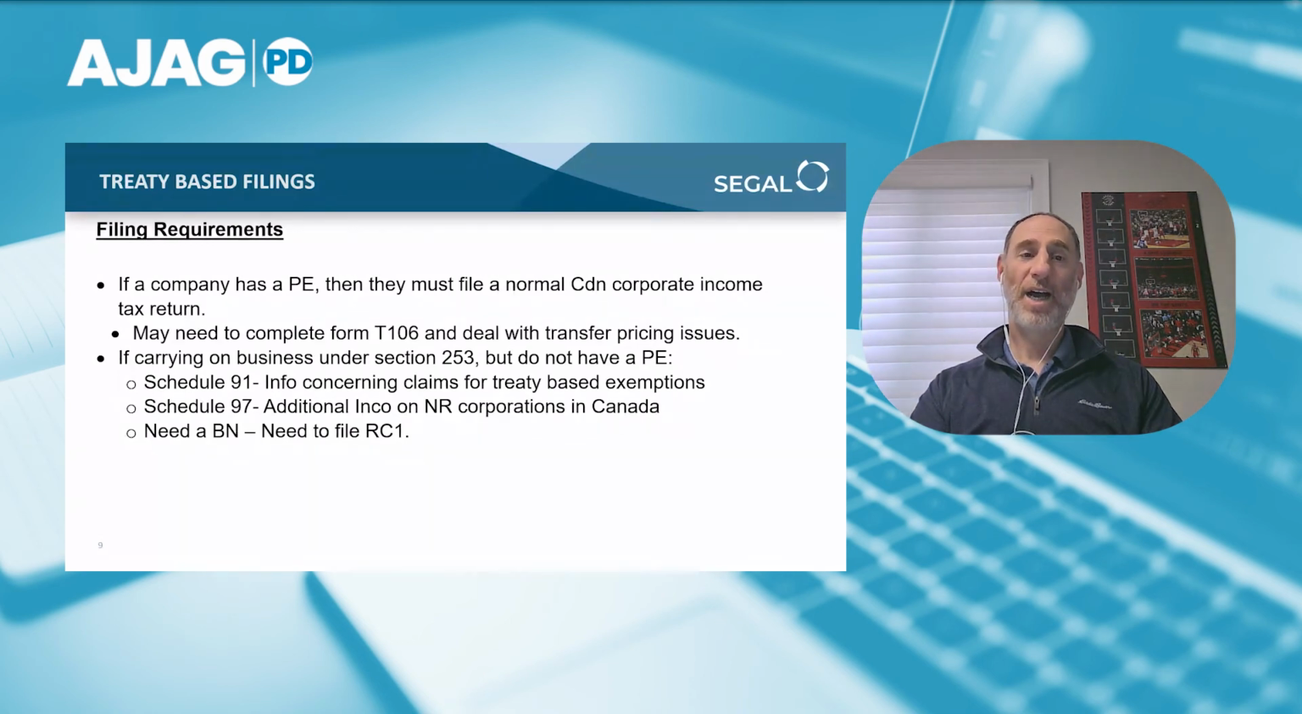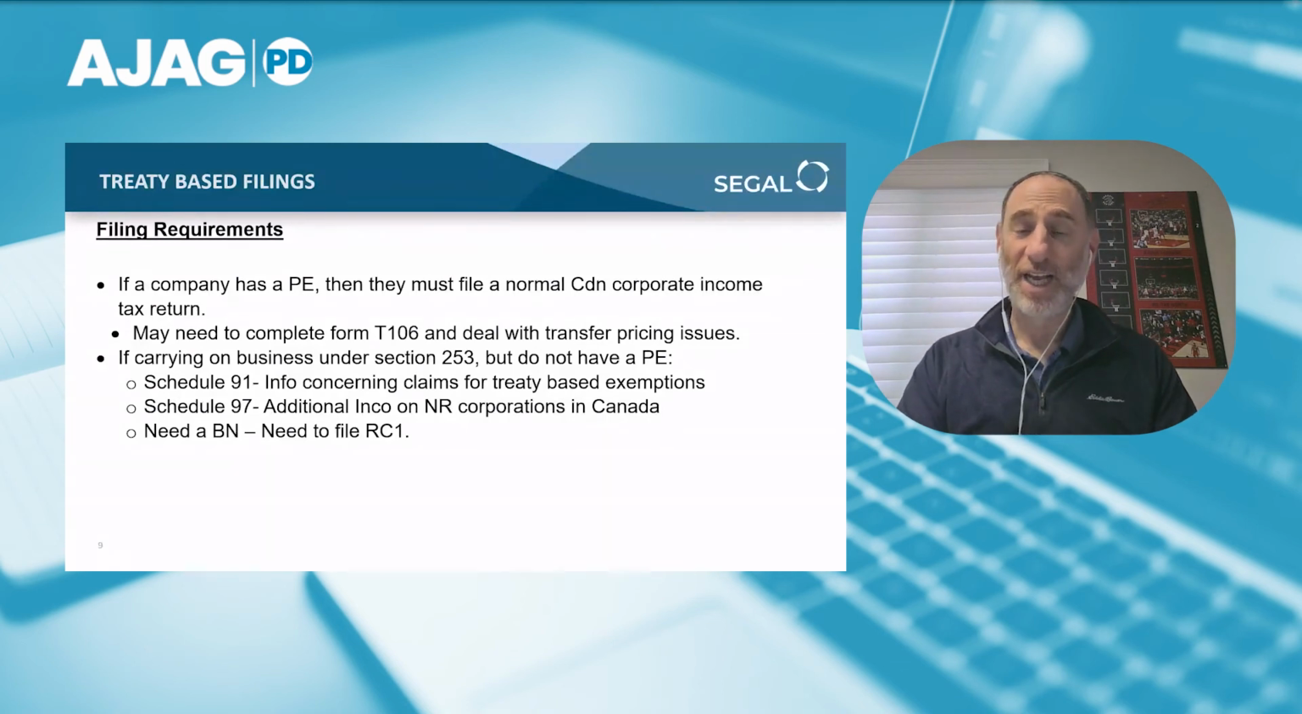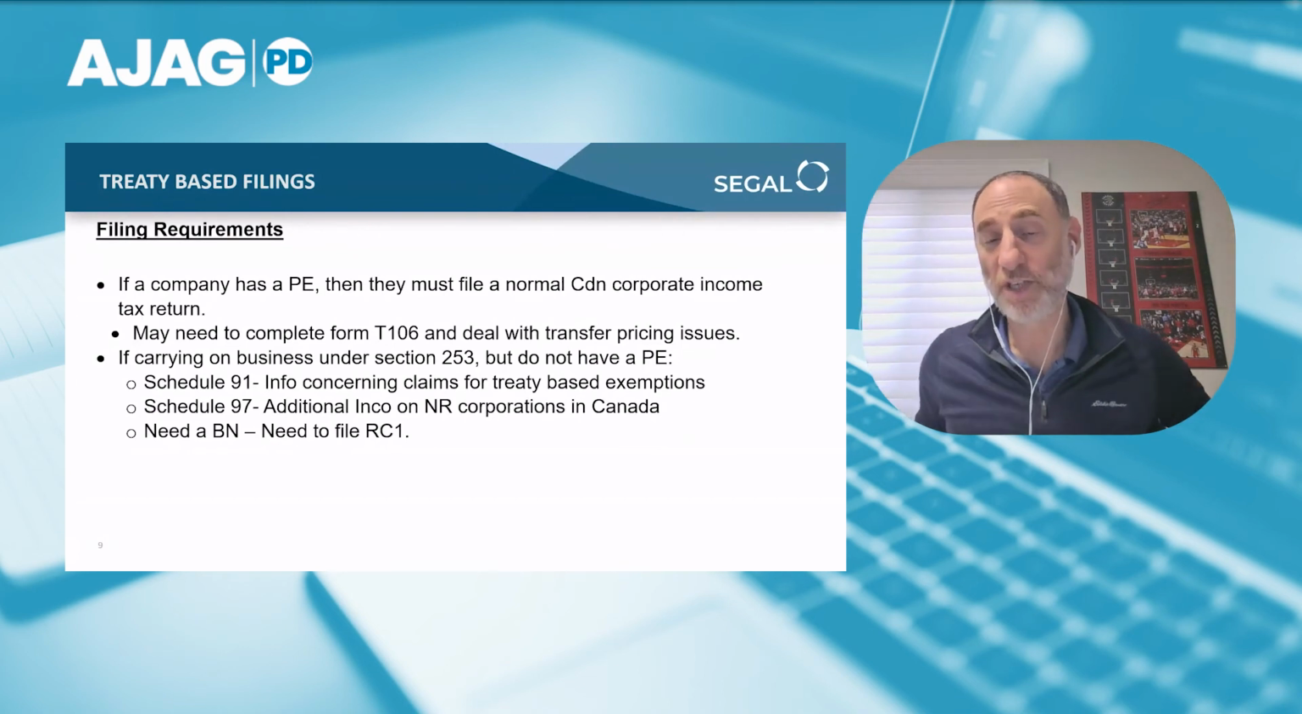So if it is determined that a company has a permanent establishment, then the issue of transfer pricing becomes far more relevant because you might have to file the T106 if the activity with non-residents is greater than $1 million.